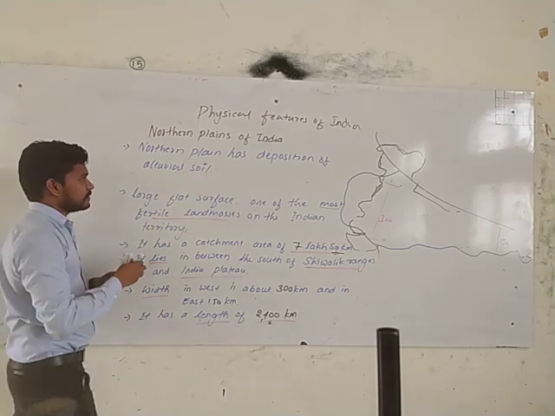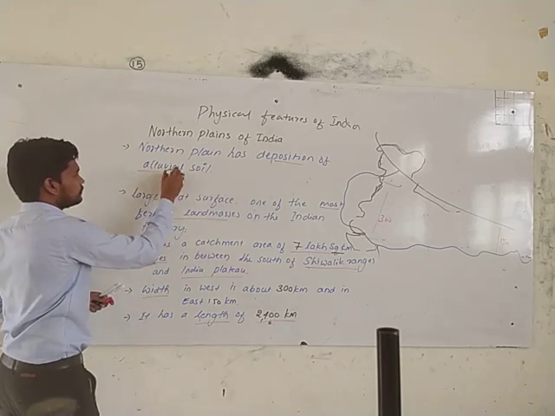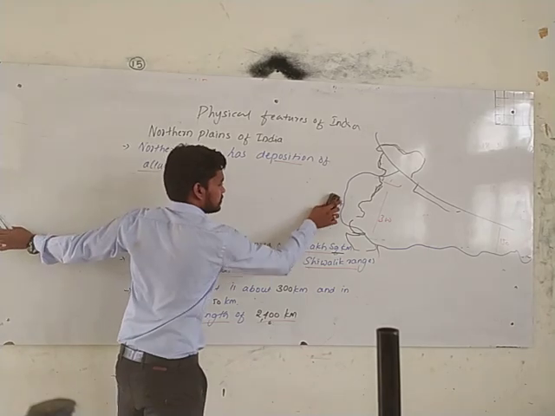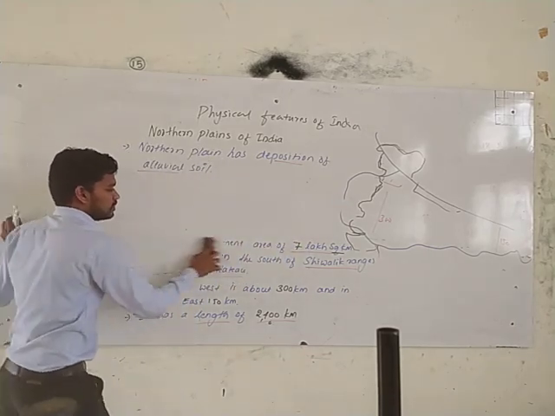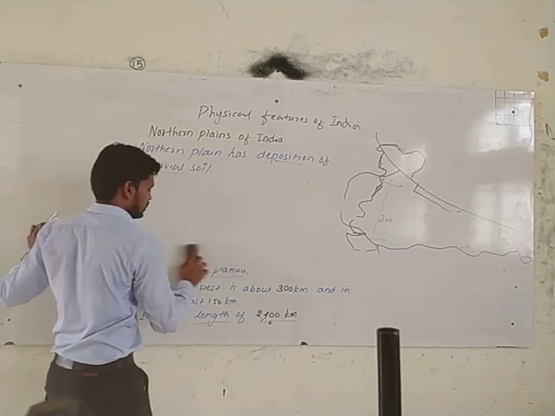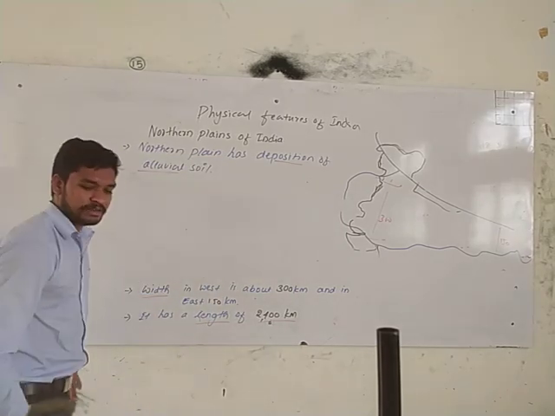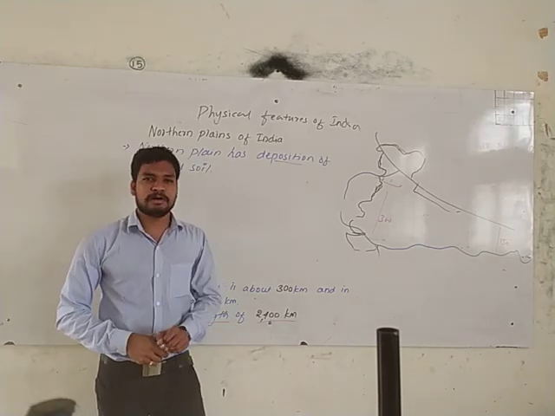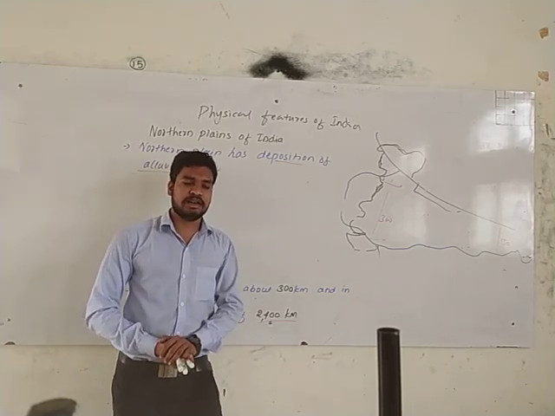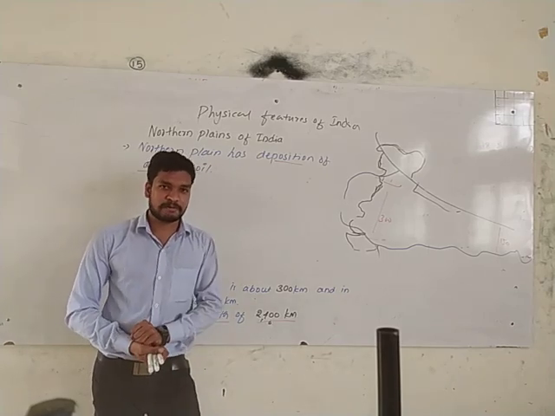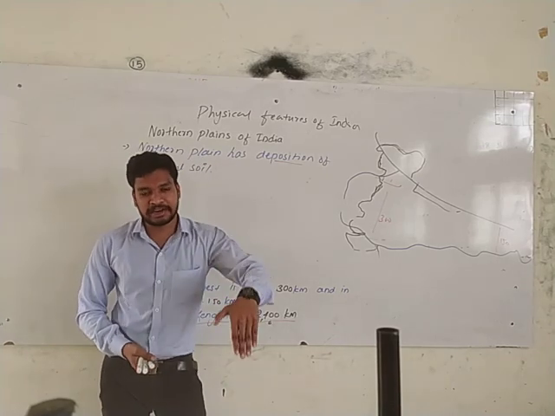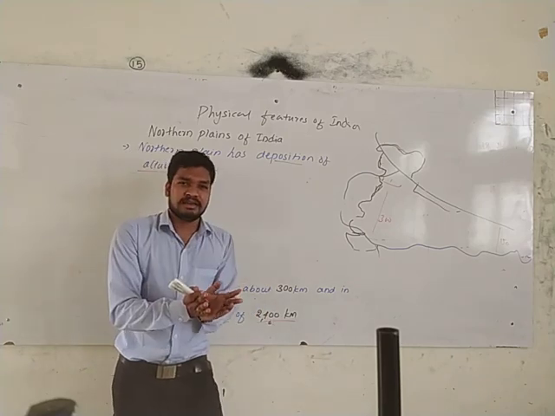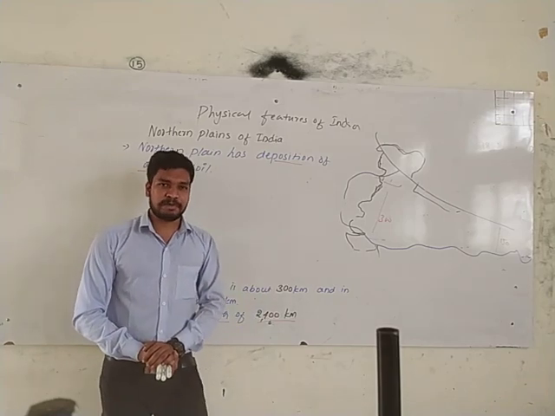It is a deposition of alluvial soil. Because it's a plain and flat surface, as you know, the different relief features on the earth's surface attract different quantities of population. Suppose it's a sloping area, there we can see less population. Suppose it's a valley, there we get less inhabitation of people.